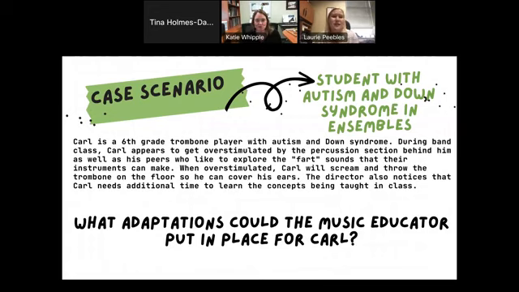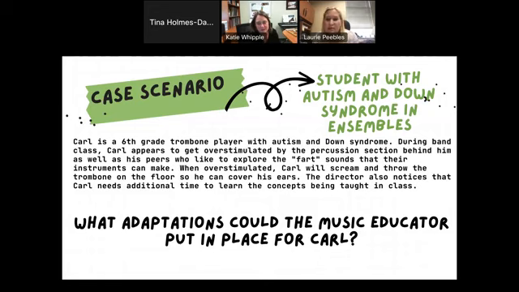So Carl is a 6th grade trombone player with autism and Down syndrome. During band class, Carl appears to get overstimulated by the percussion section behind him, as well as his peers who like to explore, this is middle school, so all you middle school band directors, you know what I mean, the fart sounds that their instruments can make. Hello, tubas and trombones. I know you like to do these. When overstimulated, Carl will scream and throw the trombone on the floor so that he can cover his ears.